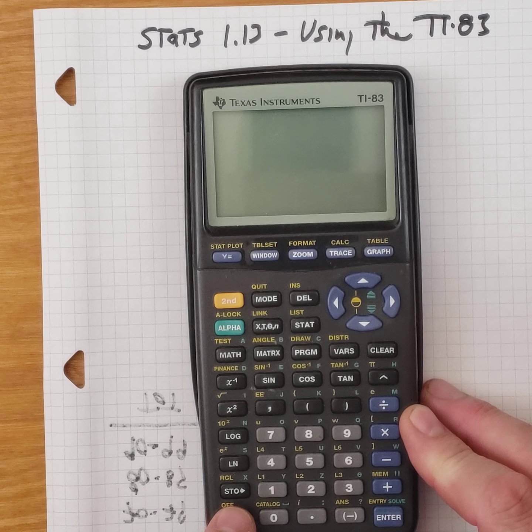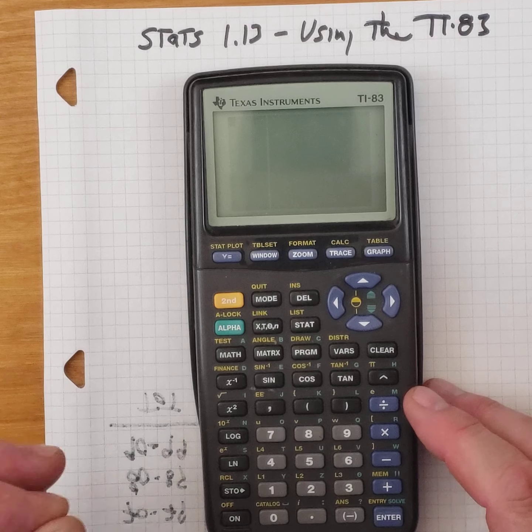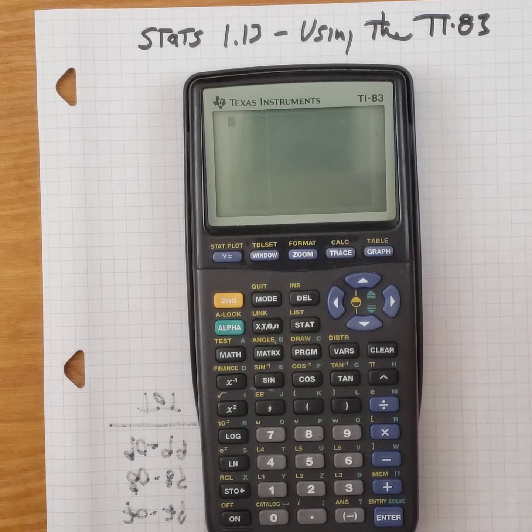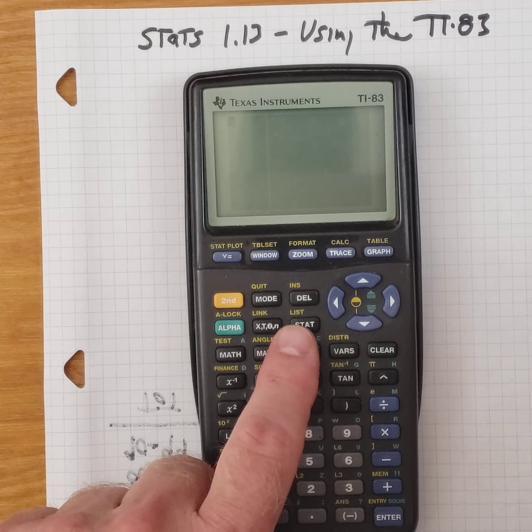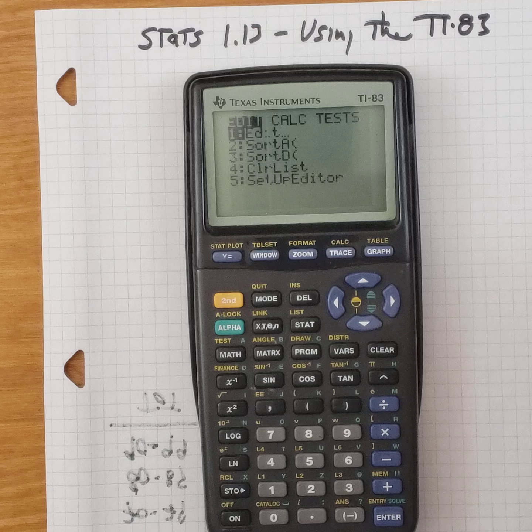First thing we need to do is turn the calculator on. That should put us at our home screen. If it's not at the home screen, second mode quits whatever special place you're at and sends you back to the home screen. We are looking at statistics, so we're going to go to stat. And the first thing we want to do is to put our data into the calculator. It's not going to be able to find the statistics if we don't have the data in the calculator first.